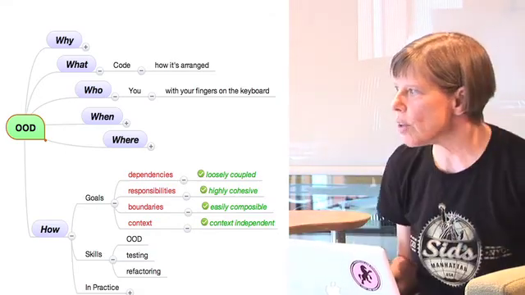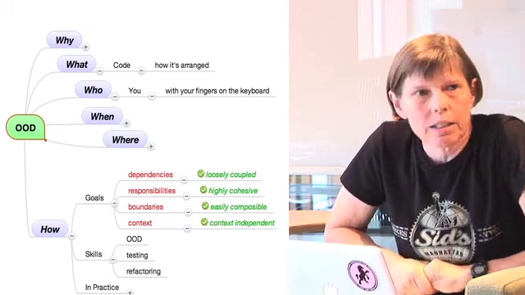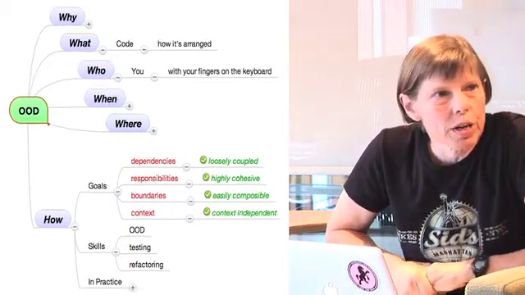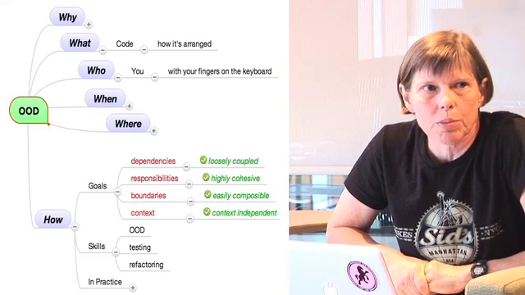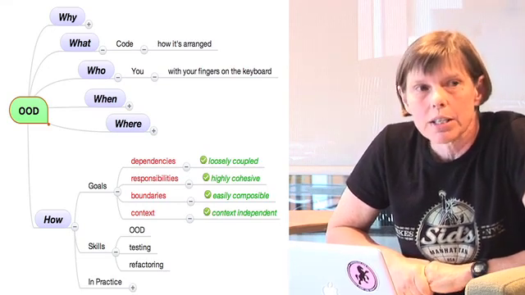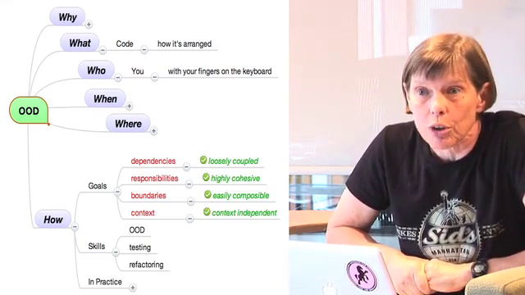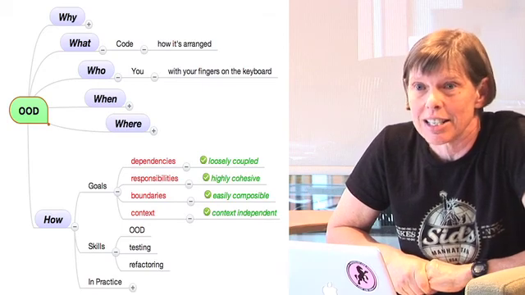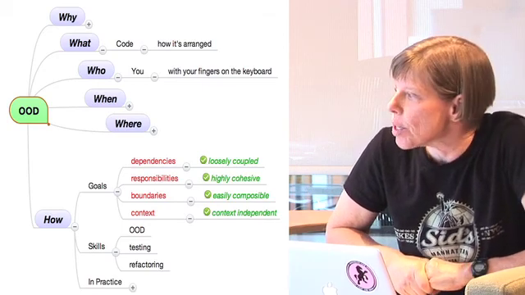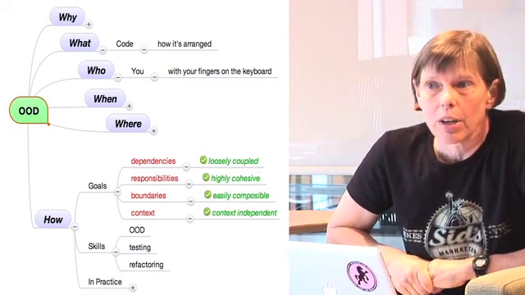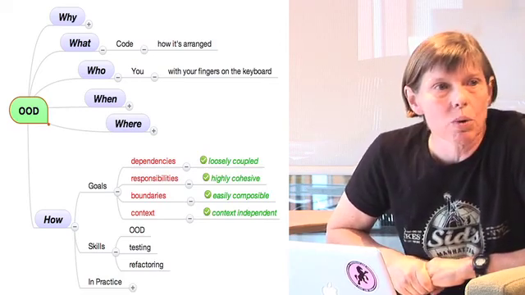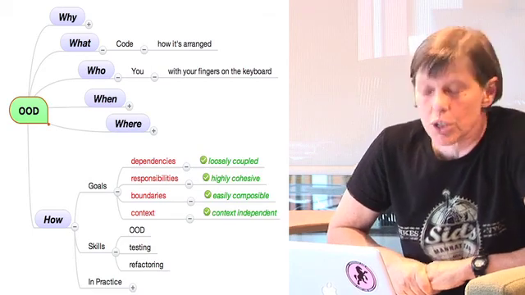So OOD allows you to arrange code, and testing allows you to refactor into a new arrangement. I'm going to say that in a different way: testing allows you to refactor into a new design safely. And so these three things are a three-legged stool upon which all good code rests. And if you are missing any one of them, then you can't change your code.